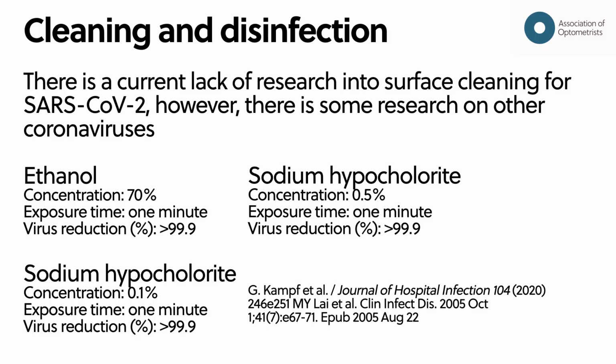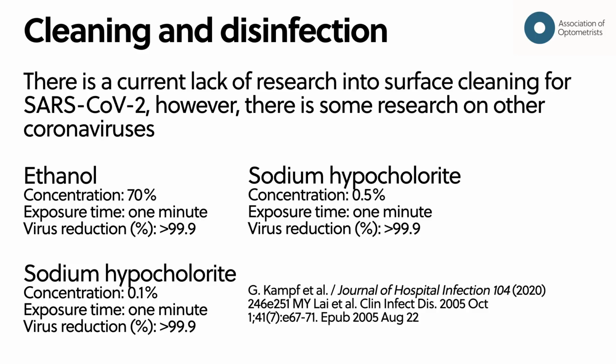Sodium hypochlorite 0.1%, again similarly, and also sodium hypochlorite 0.5%. And one of the questions we've seen is, well, why are 0.1 and 0.5% the same? And the truth is that the threshold that they used was a greater than log 3 reduction. So 0.5 may well have achieved a greater reduction, but that was the cutoff that they used.